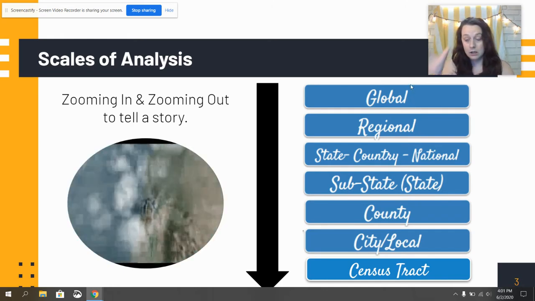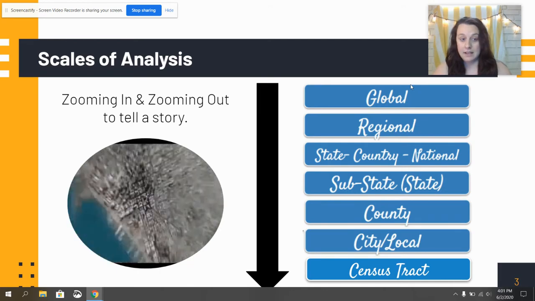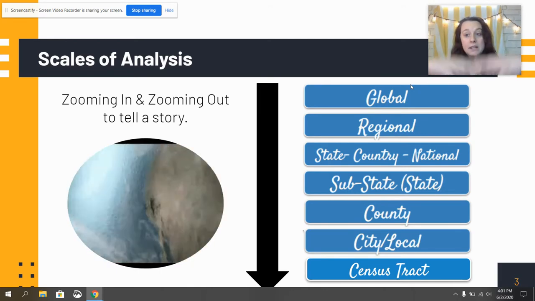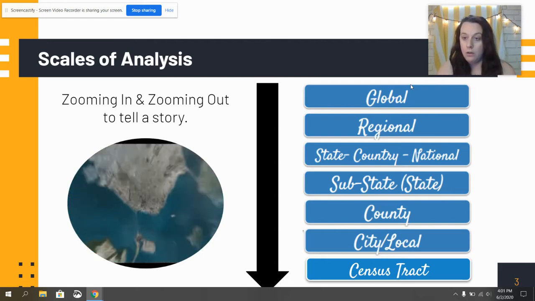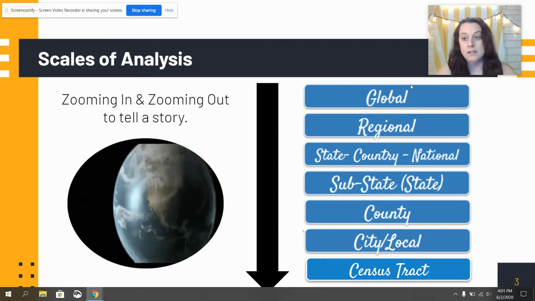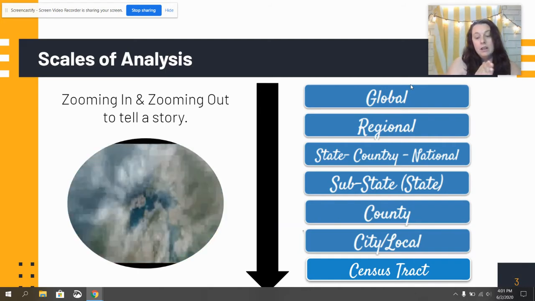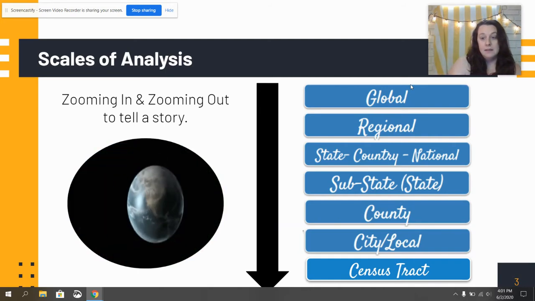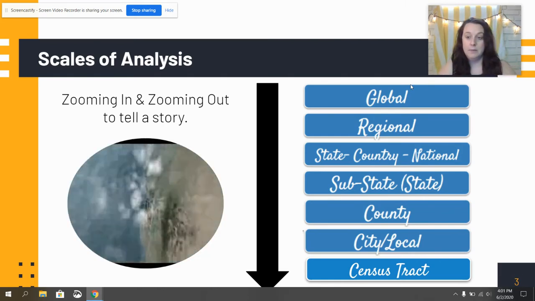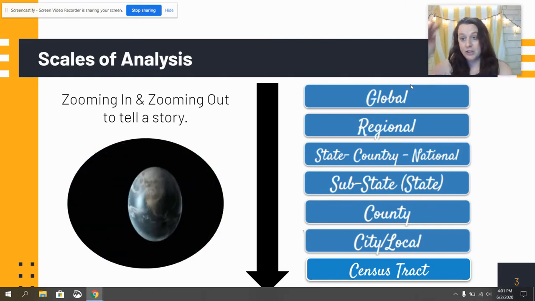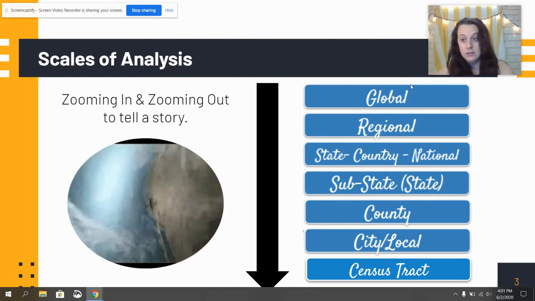So on your guided notes, you have these boxes to fill in. So if I'm all the way zoomed out, that's going to be a global scale, whereas if I'm all the way zoomed in, this is going to be a census tract scale. Now, keep in mind, this can be a map or some sort of graphic piece of data that we are changing the scale to look at. We're zooming in or we're zooming out to look at.